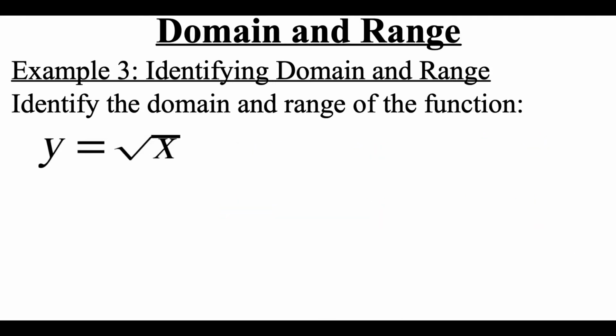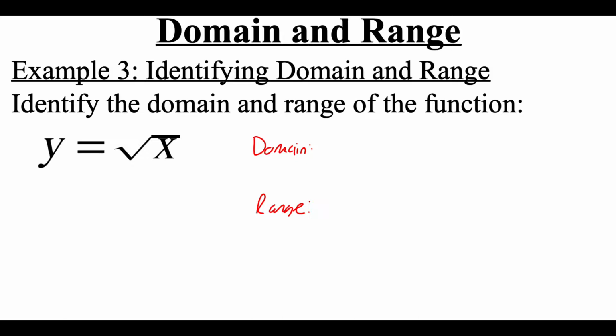In this example, we've got the function y equals the square root of x, and we're going to be doing the same thing, identifying the domain and the range. Now up to this point, we haven't run into any issues with the domain, but as we're looking at this one, thinking about numbers that are safe for us to plug in for that x value, we want to remember that we can't safely square root negative numbers and get a real number answer back.